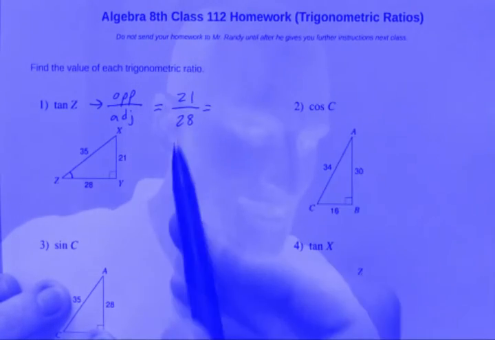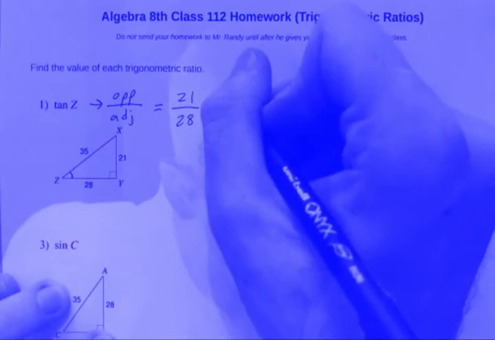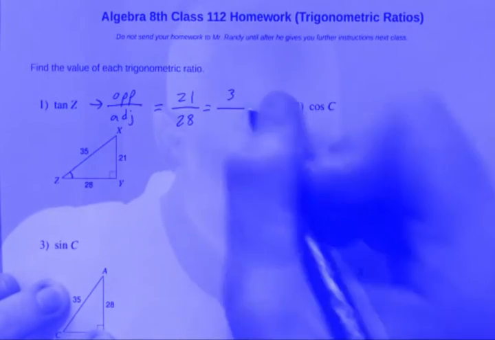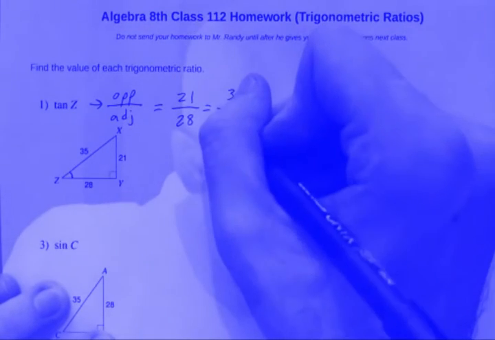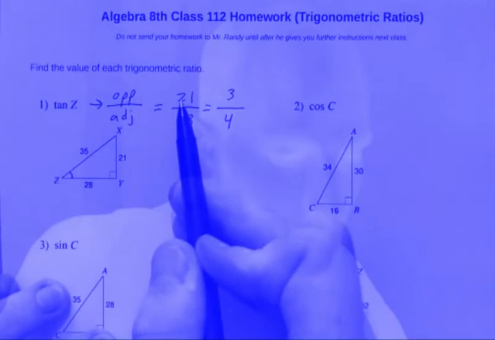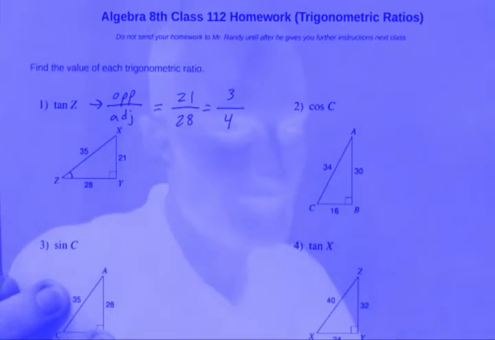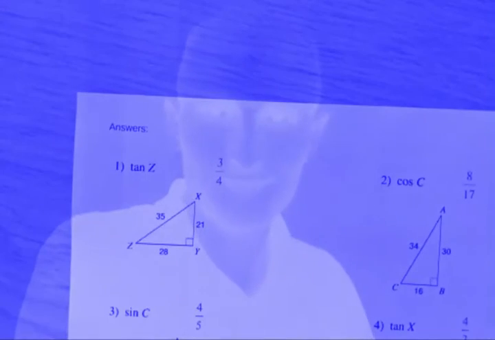Think about it. Divide by 7, divide by 7. 21 divided by 7 is 3. 28 divided by 7 is 4, right? So we just found opposite and adjacent, divided them, and then simplified. And you can see the answer to number 1 is 3 over 4. Okay, so that's what your homework will look like.